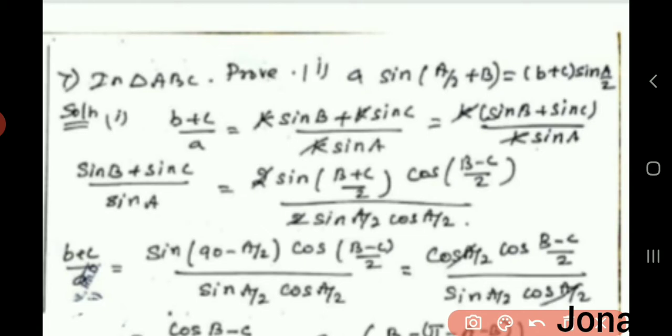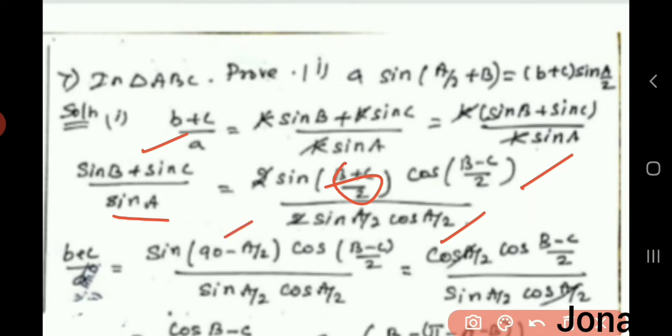Okay, and then here this sin B plus sin C can be written as 2 sin of (B plus C) by 2 into cos of (B minus C) by 2, that is from the formula for sin C plus sin D. So I got the numerator by using the formula, and in the denominator we have simply sin A. I can write this sin A as 2 sin A by 2 into cos A by 2, and then this (B plus C) by 2 can be written as 90 minus A by 2.